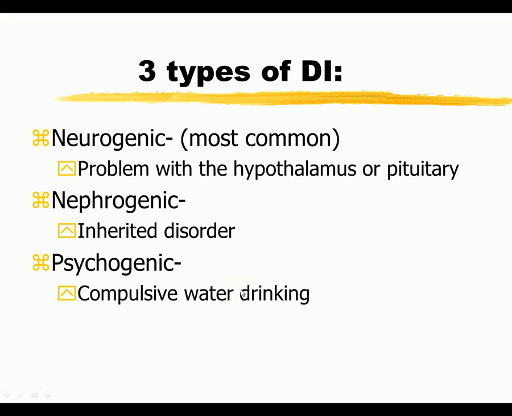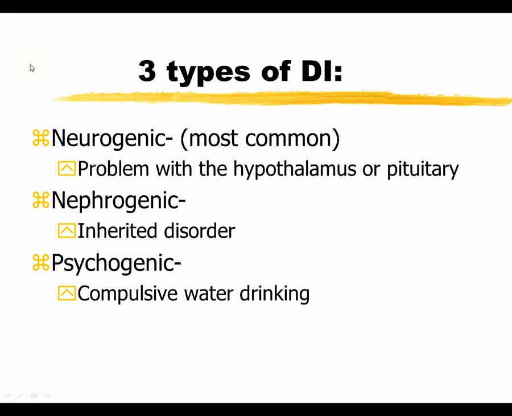There are three types of diabetes insipidus. There's the neurogenic, which is the most common, and it's a problem with the hypothalamus or the pituitary. There's nephrogenic, which is an inherited disorder, and there's psychogenic, which is compulsive water drinkers. This is someone who drinks, and they have some underlying mental issues, so it's psychogenic. So these are the two main ones that we'll be dealing with, the nephrogenic and the neurogenic, and I'll tell you how to tell the difference here in just a little bit.